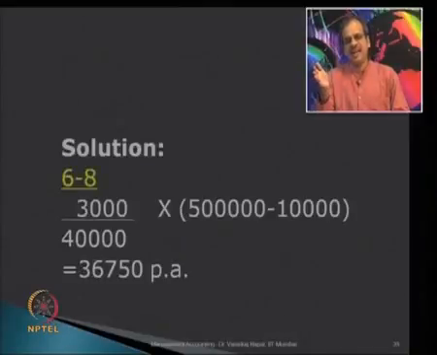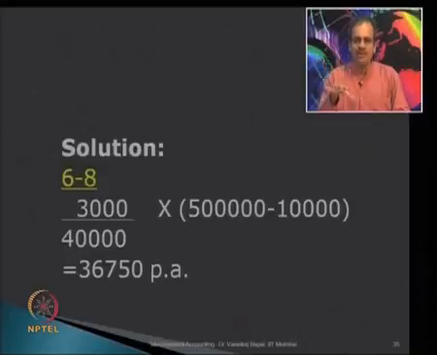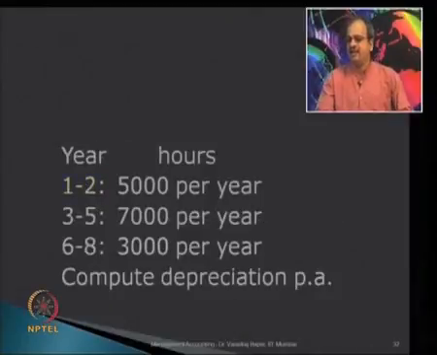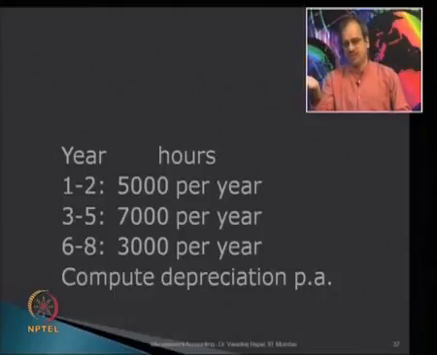In years 6 to 8, again the amount of use is going to come down to just 3,000 hours. So, the depreciation amount has been recalculated and it is now 36,750. So, you will realize that in the machine hour method, the charge of depreciation is not kept uniform, but it is based on the number of hours the machine is likely to be used or is actually used.